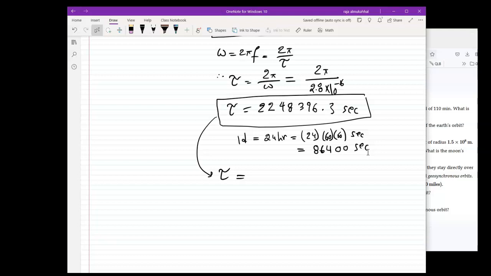So I have here 2248396.3 divided by 86400, and that's equal to 26 days. In other words, this moon, similar to our moon, can go around its parent planet in 26 days. Ours goes around, what, in 28, 29, and so on. Got it? That's it? Okay, good.